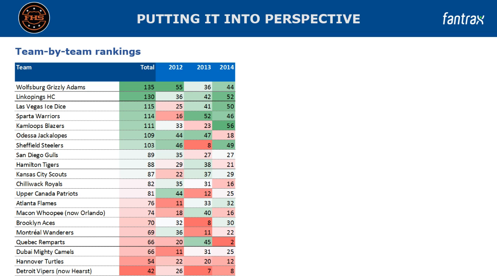We have all the teams ranked so far, and the Grizzly Adams and the Linköping teams lead the way, and both of them have not had a bad draft, because basically every other team has had at least a below average draft. All of the other teams that have performed pretty well in the top 7, from the Ice Dice down to the Steelers, have had at least one below average draft, and some like the Turtles and the Vipers have not had even an above average one.